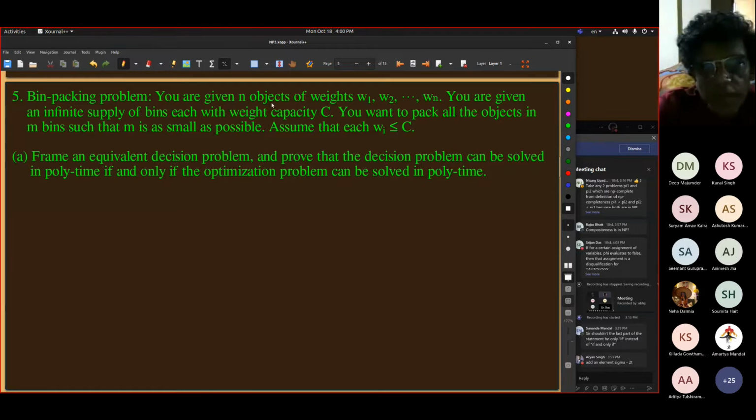So we have n objects, weights W1, W2, Wn, and you are given as many bins as you want, but each bin is with a capacity C. Now you want to pack all these objects, W1 through Wn, and your goal is to minimize the total number of bins, using as few bins as possible. So you may pack W1 with Wn, W2 with W17, and W18 and W19 maybe. So it's not that you have to pack in the order given, W1, W2, W3.